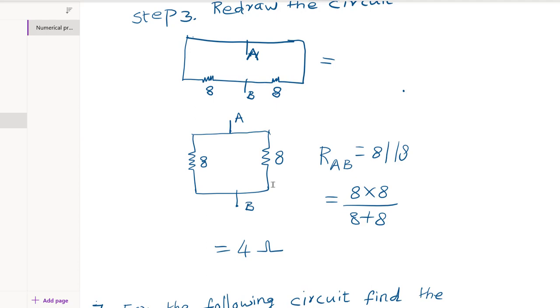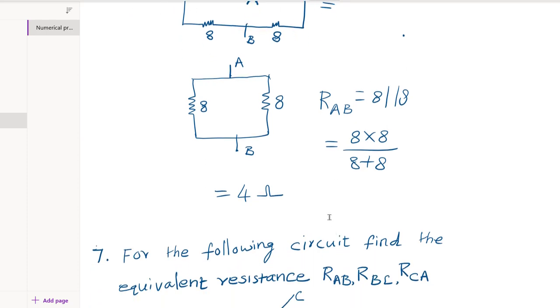So once we observe this, between A and B terminals there are two resistors which are in parallel, that is 8 in parallel with 8. So 8 in parallel with 8 means 8 into 8 divided by 8 plus 8 will give us the resultant resistance RAB, that is 4 ohms. So this is what he asked, that is what we calculated.